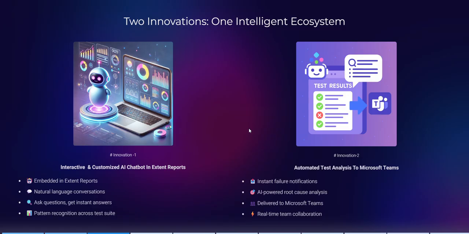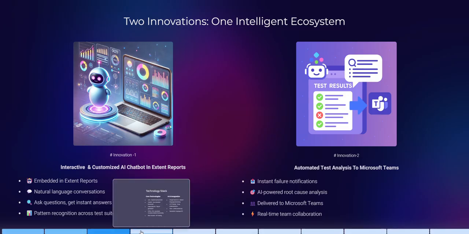And the next innovation is automated team analysis. This doesn't wait for you to ask. When tests fail, the system automatically captures everything, and the failure information is submitted to the AI, and the AI provides the analysis for the failed test cases, and that analysis is formatted and parsed and sent to the Microsoft Teams channel.